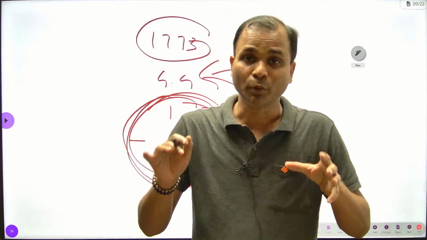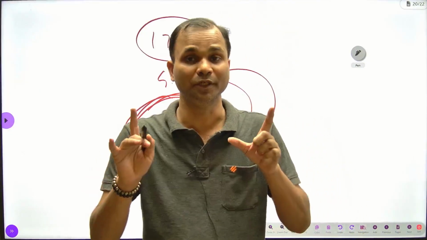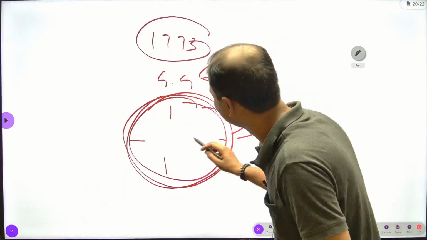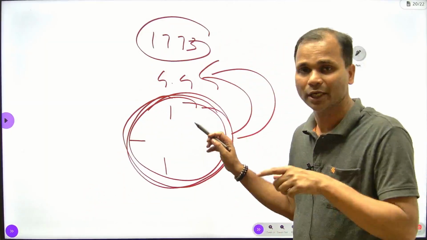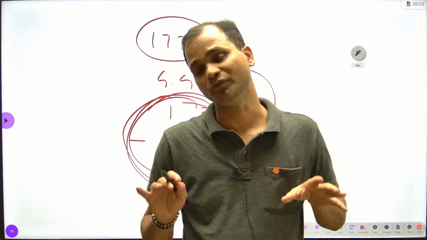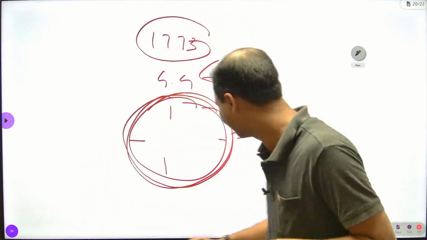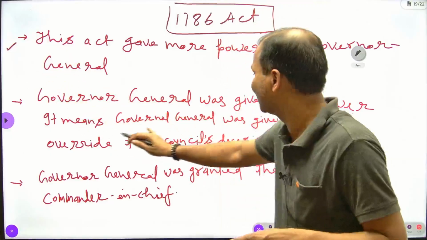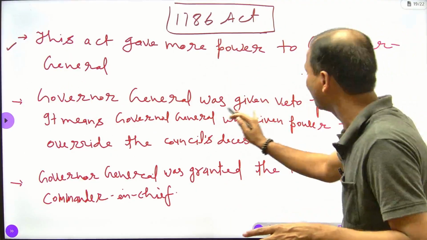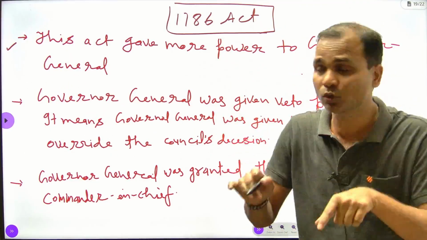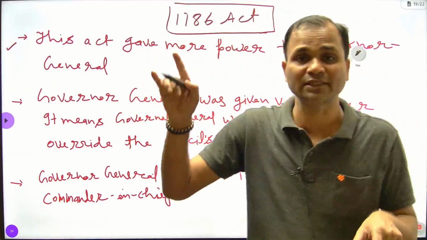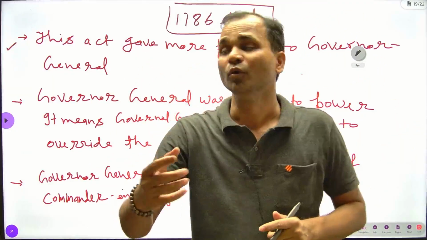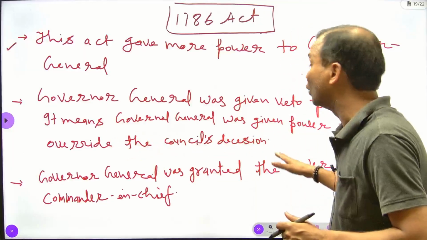Indeed, the post of Governor General was important, but somehow or the other, he was bound to take decisions on the advice of his Executive Council. But in the Act of 1786, the Governor General was given veto power. It means the Governor General was given power to override the council's decision.